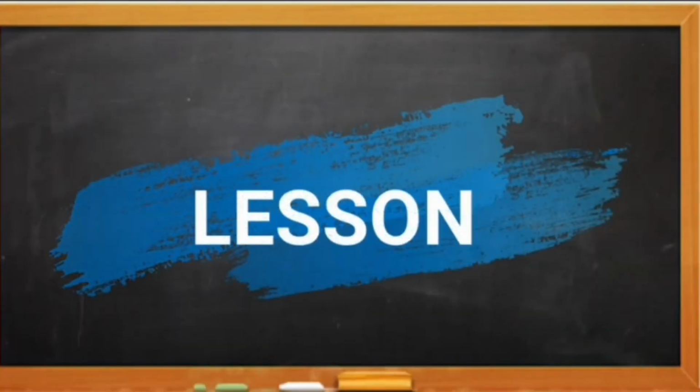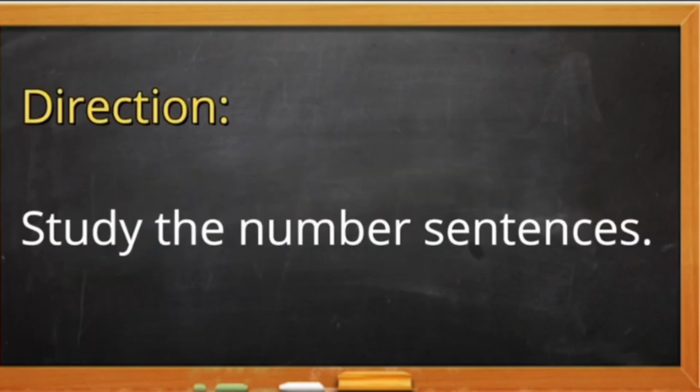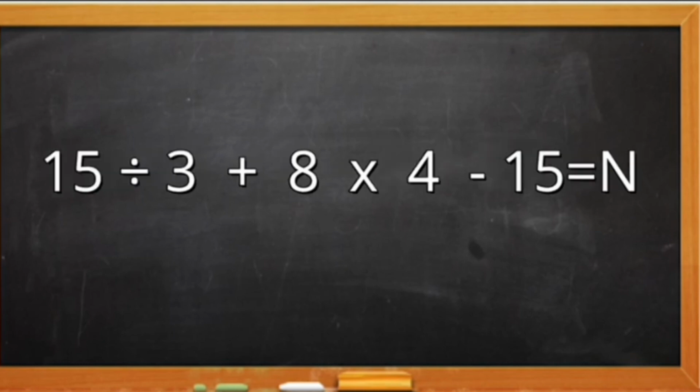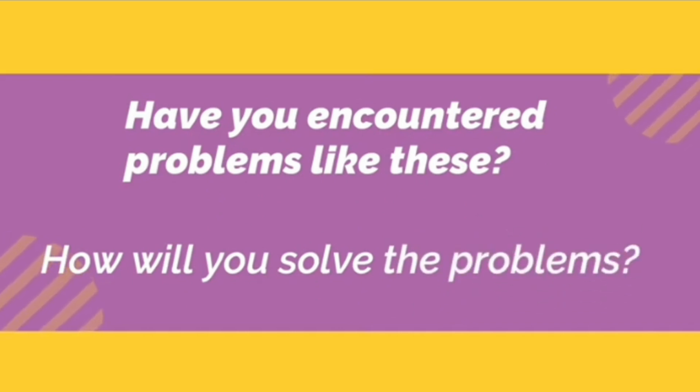Lesson. Study the number sentences below. We have 4 times 15 plus 8 minus 9 plus 25 is equal to n. And 15 divided by 3 plus 8 times 4 minus 15 equals n. Have you encountered problems like these? How will you solve the problems?